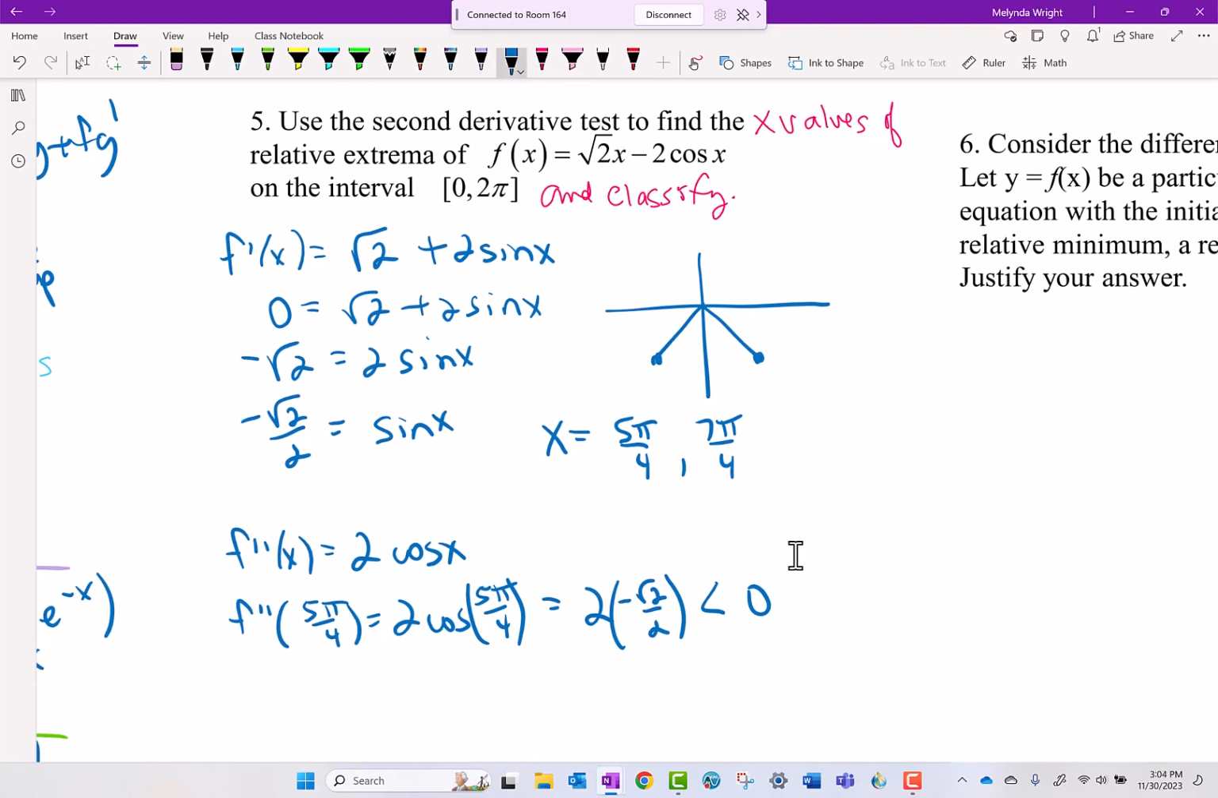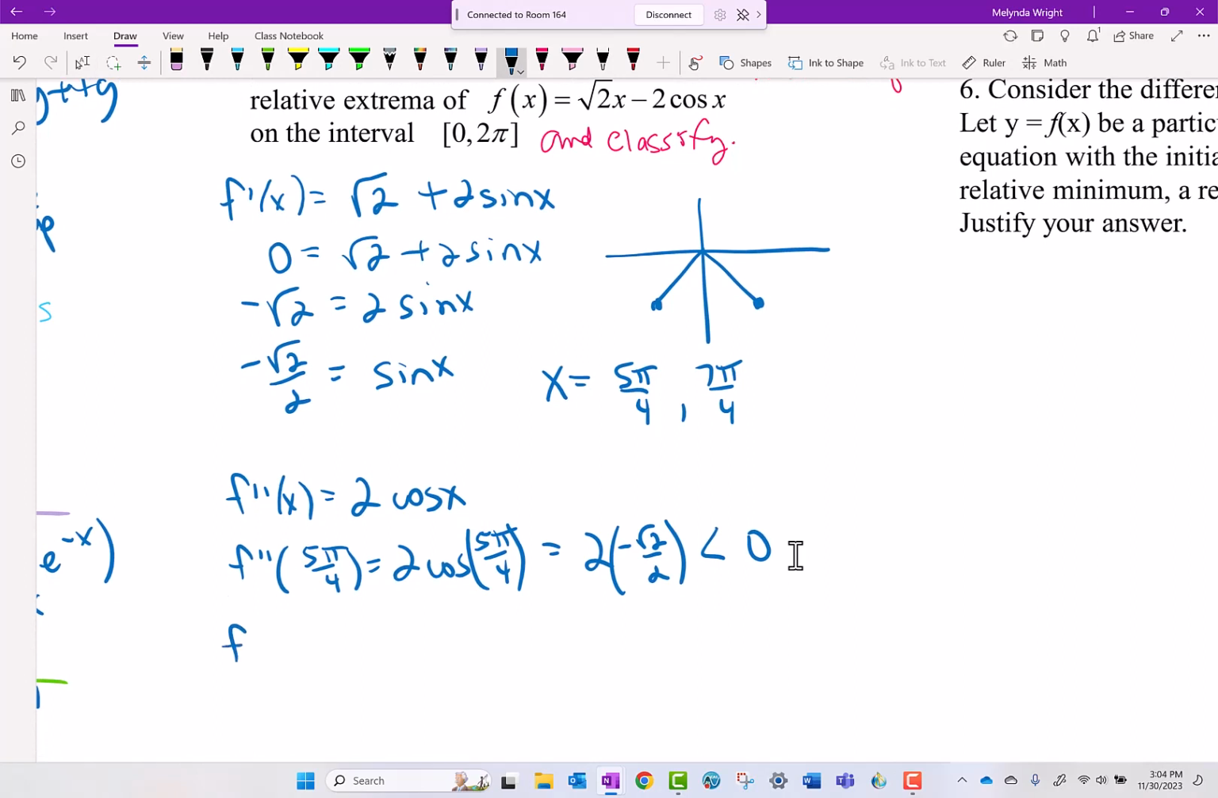Okay, so let's do our other one. F double prime of 7 pi over 4. So that's 2 cosine of 7 pi over 4. Let's see, cosine over here is positive. So that's going to be 2 times root 2 over 2. And that's greater than 0. We have all of the information that we need to answer the question by using the second derivative test.